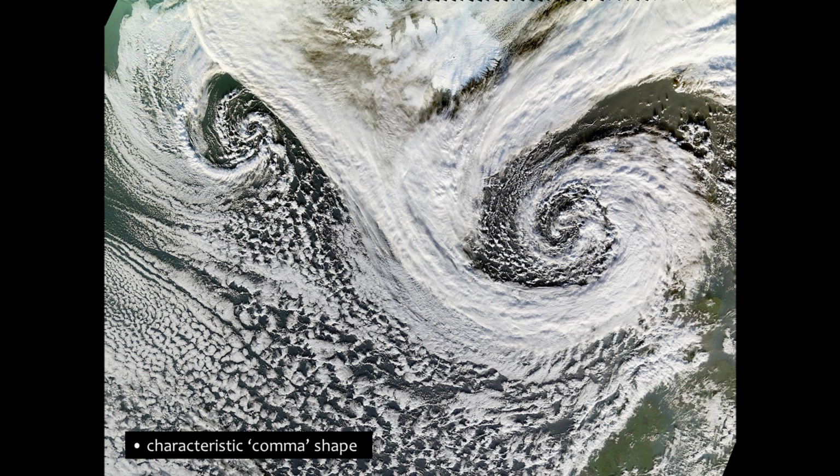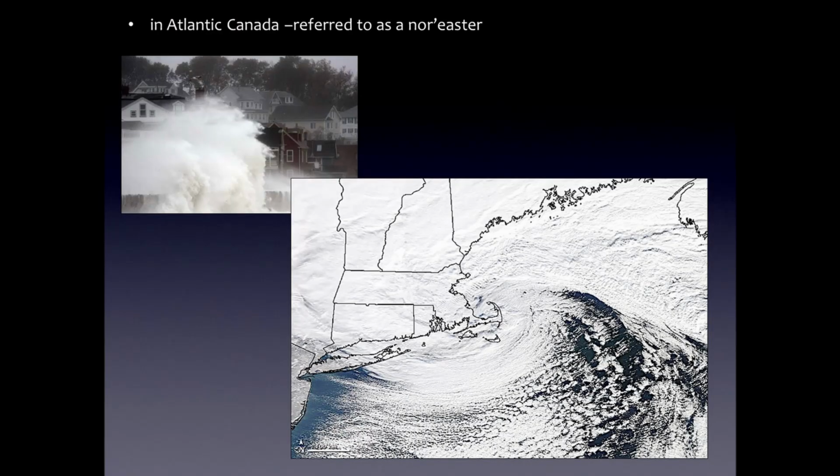And quite often with these extratropical cyclones, if we view them from space, we see this really characteristic comma shape to them. In Atlantic Canada, we refer to these extratropical cyclones as nor'easters. And here we see in the satellite image on the bottom right, you can just kind of see the tip of Nova Scotia at the very upper right-hand corner of the image. But once again, you see that really comma shape associated with extratropical cyclones. And once again, here in Atlantic Canada, it can be associated with anything from huge rainstorms to blizzards.